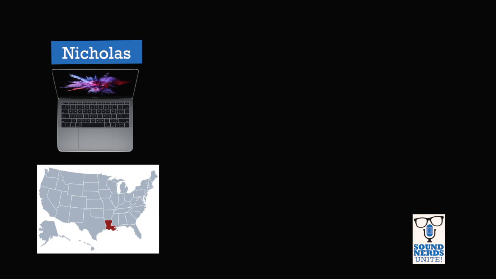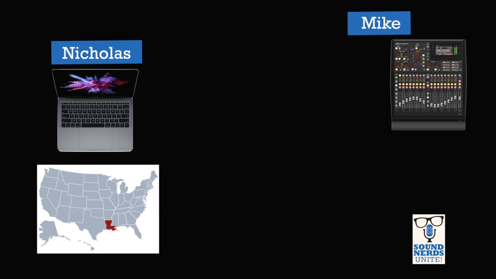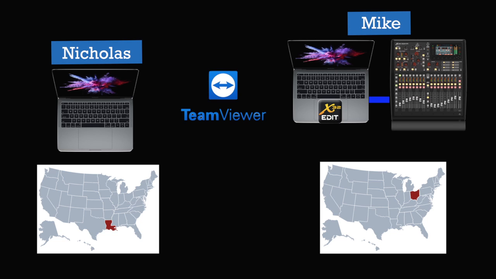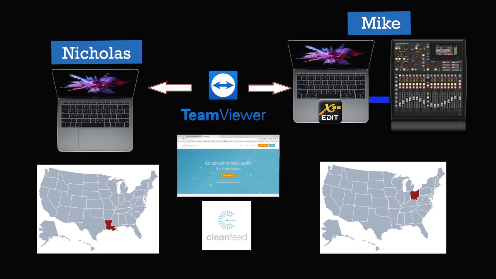Okay, here's the scenario. I'm in Louisiana, and I want to connect to my buddy Mike's X32 producer, which is connected to his laptop running X-Edit control software, but he is in Ohio. I'm going to use TeamViewer so I can take control of his laptop and see what he sees, and we're going to use Cleanfeed in order to get the audio from the X32 to me.